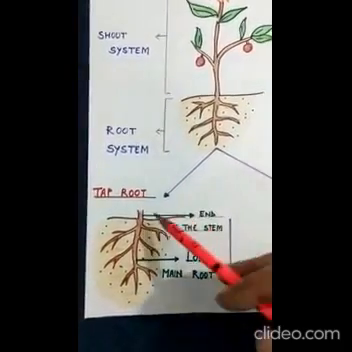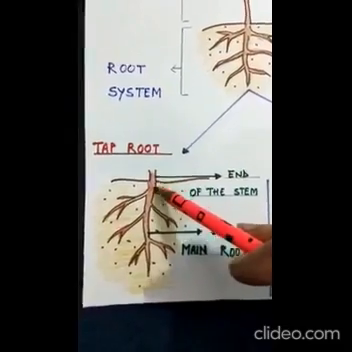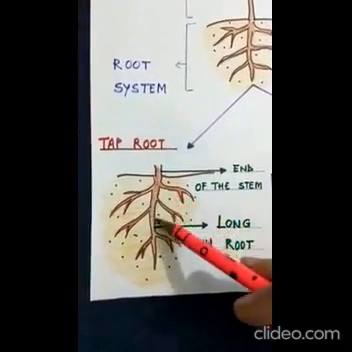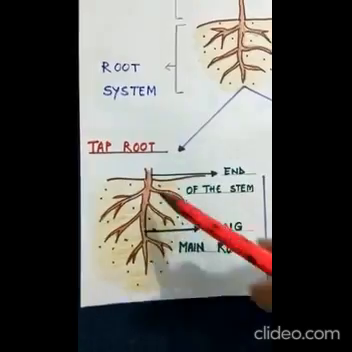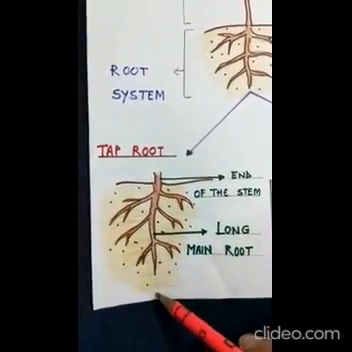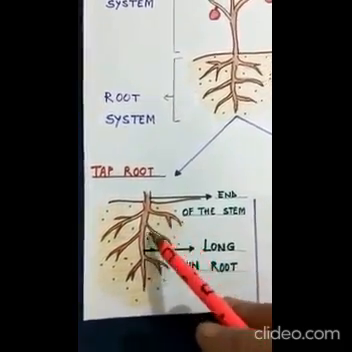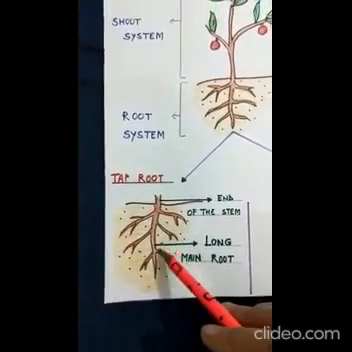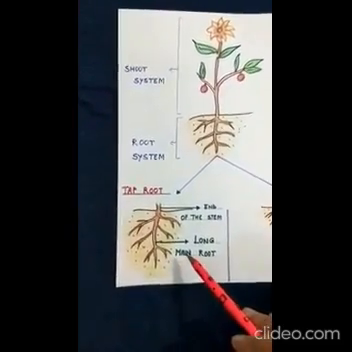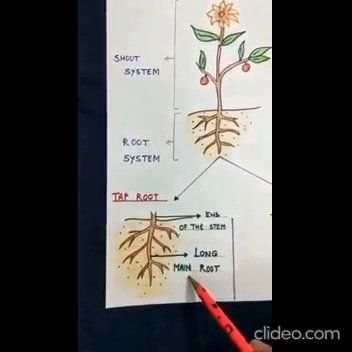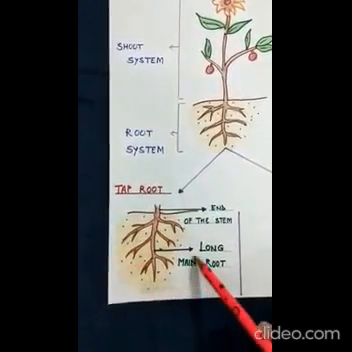You can see this is end of the stem, and from the end of the stem this root starts. This is thick main root, long thick main root, and it goes deep inside the soil. Several thinner side roots grow from this main root. The plants like hibiscus, bean, mustard, and in fact most of the big trees have taproot.